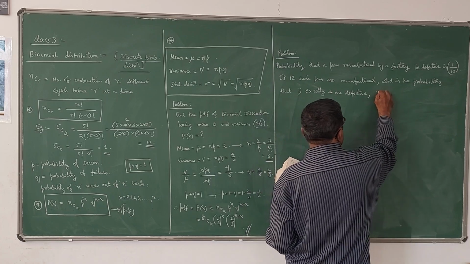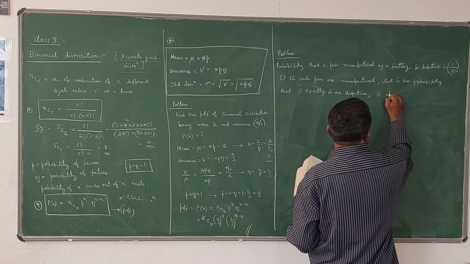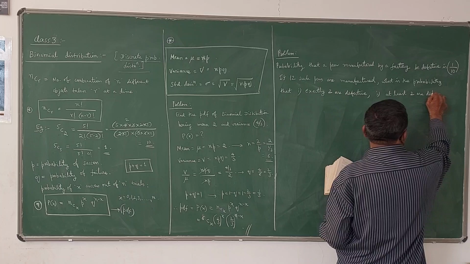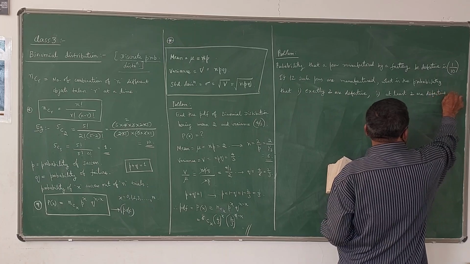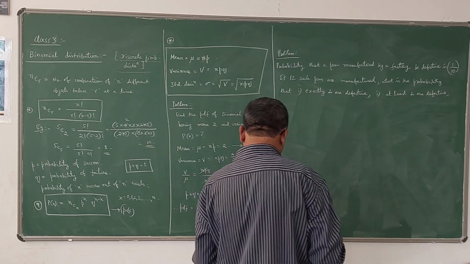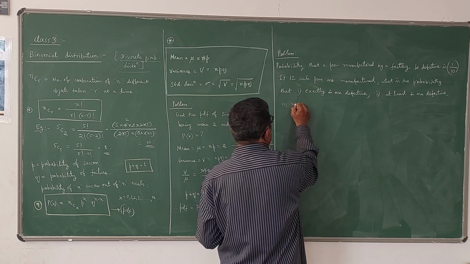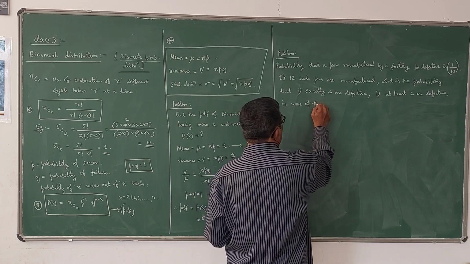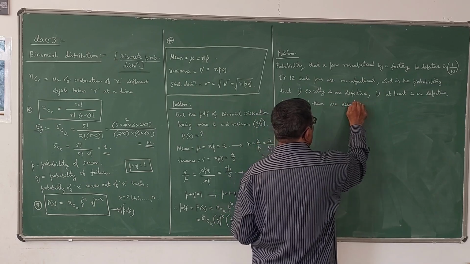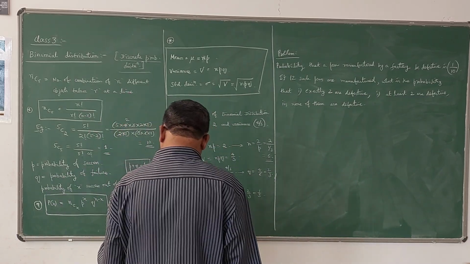Number 2, at least 2 are defective. At least, see the wordings. At least 2 are defective. Number 3, none of them are defective. Yes, so this is the given problem. You have to understand the problem first.